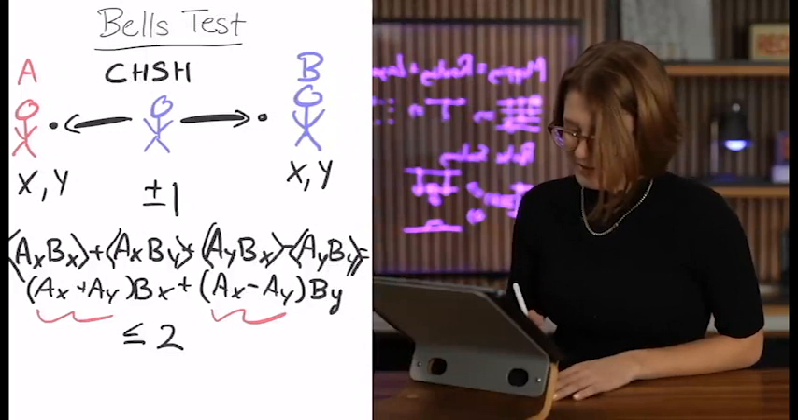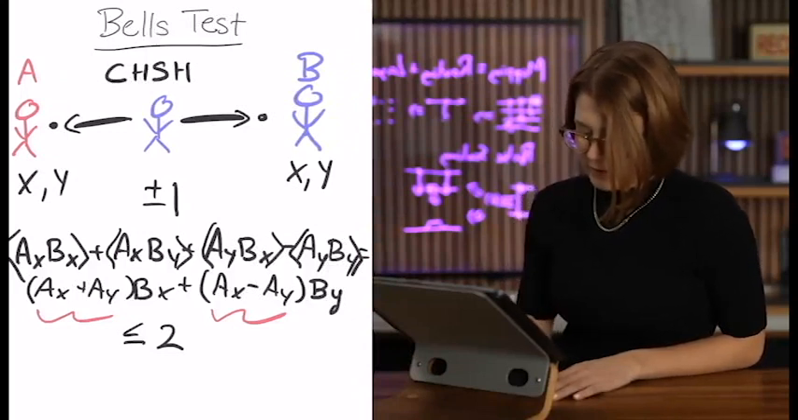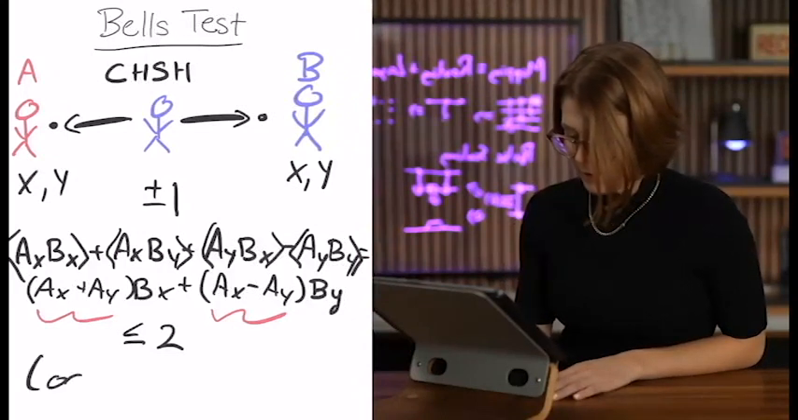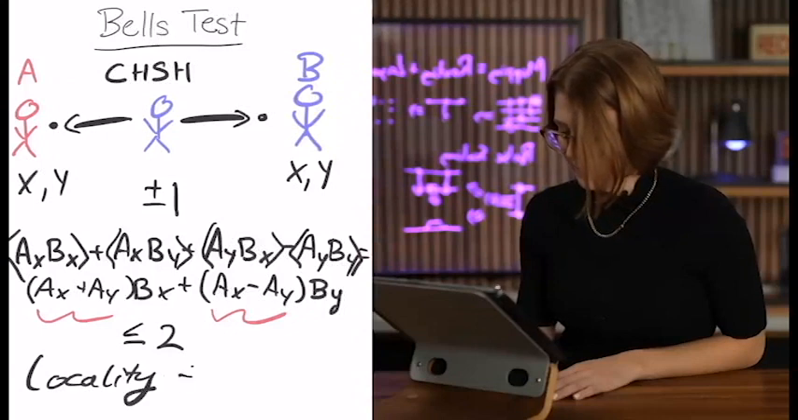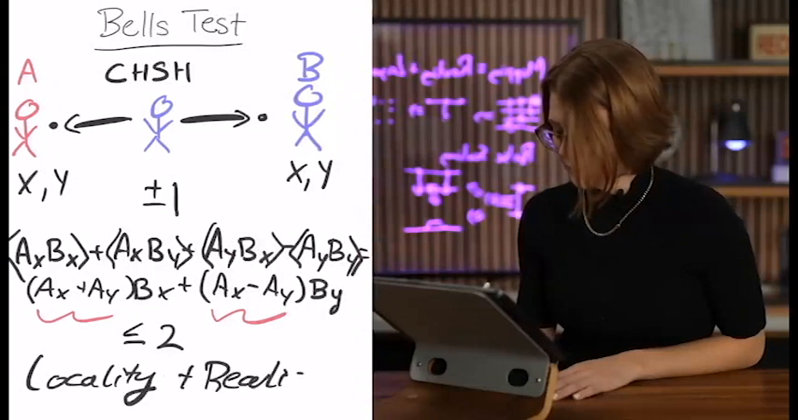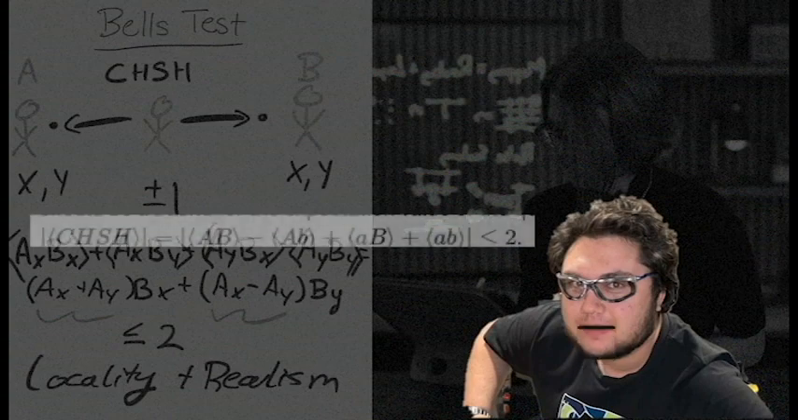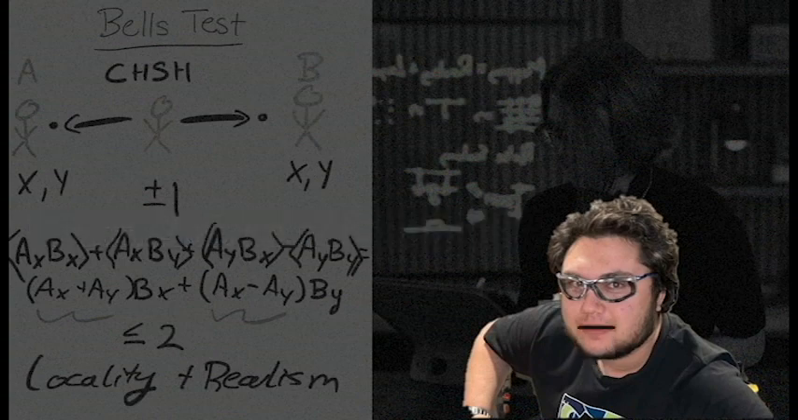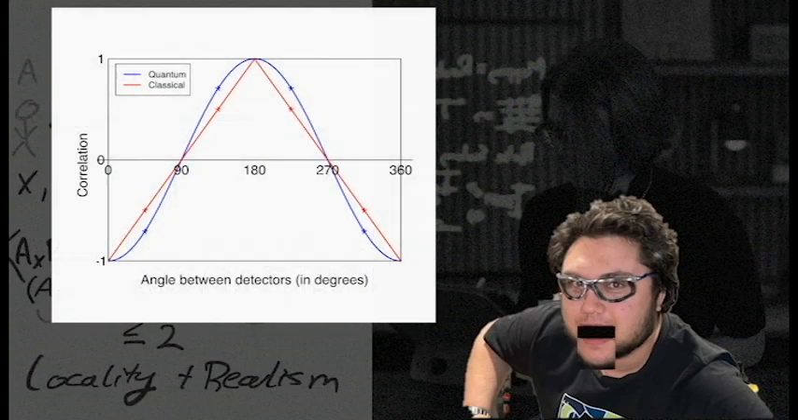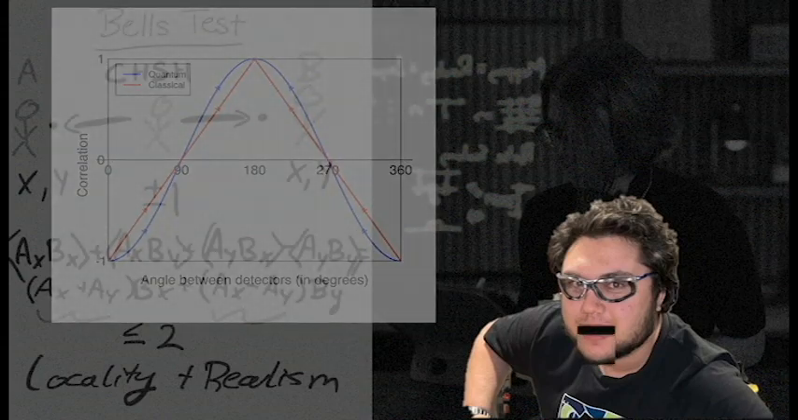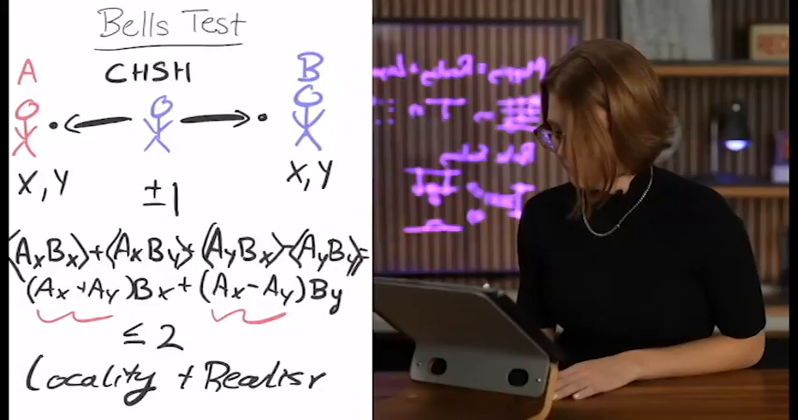It has to be less than 2 if the only assumptions we are making are locality and realism. If the measurements violate the CHSH inequality, it implies that local realism is incompatible with quantum mechanics. In other words, the measurement outcomes cannot be explained by local hidden variables, and therefore, the particles must be entangled in a way that violates the principle of locality.